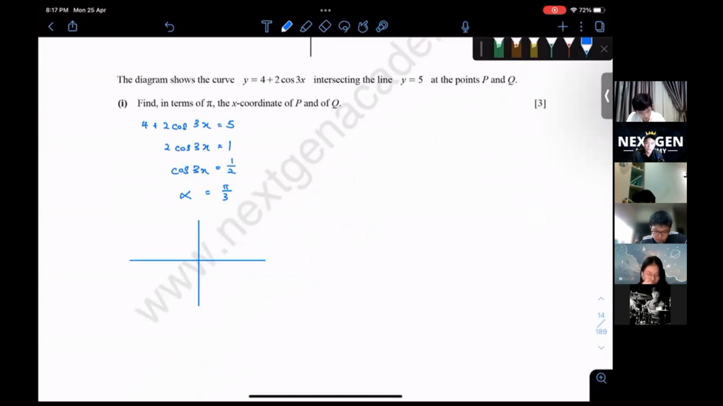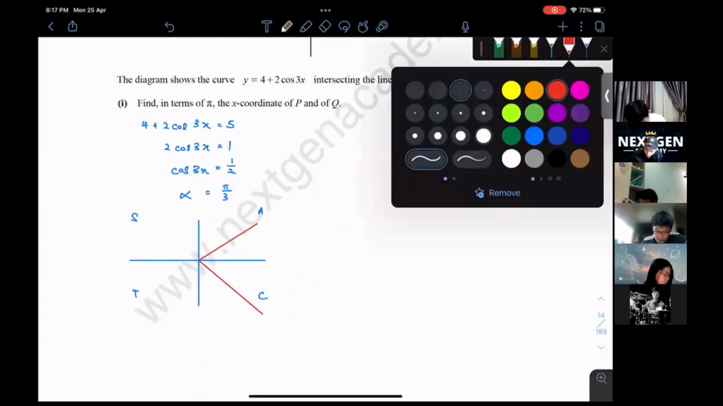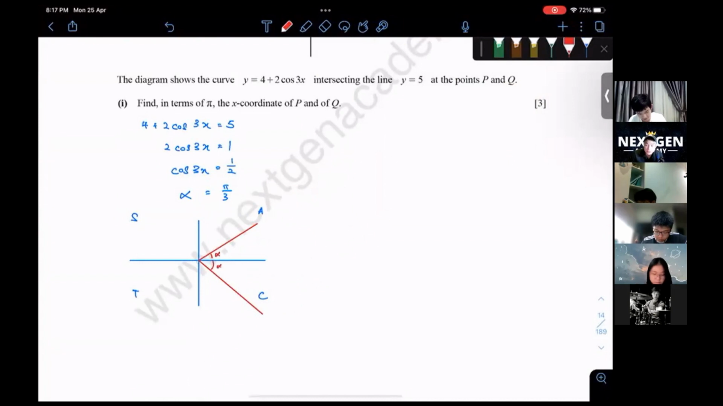So ASTC means where? Here and here, right? Okay. But I need you all to think right now. So my alpha and alpha is here. But you see, can I use pi over 3 and then the fourth quadrant is 2 pi minus pi over 3? Can I do that? Cannot, right?